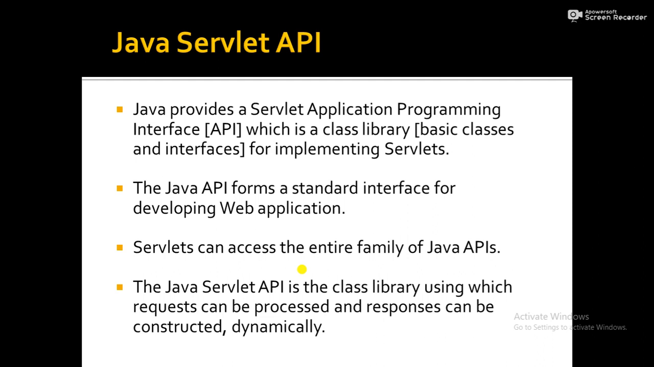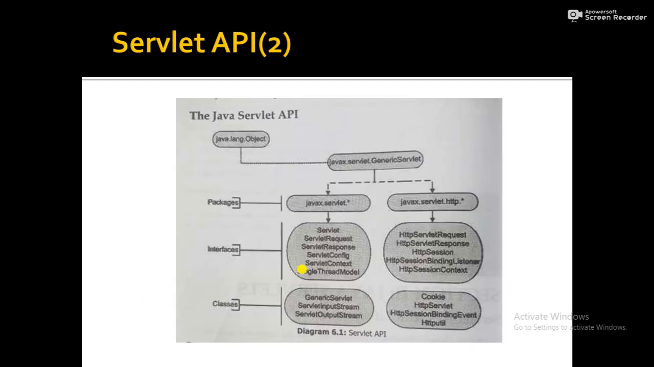This API is nothing but a class library in which a number of things are inbuilt. Whatever the developer wants to develop, they can have the supported feature from the API. So for that purpose, the API has been generated for developing standard web applications. Then here is a Java Servlet API diagram.